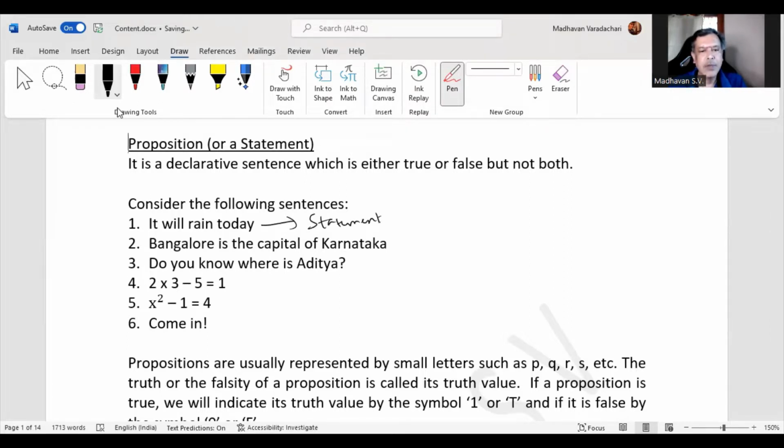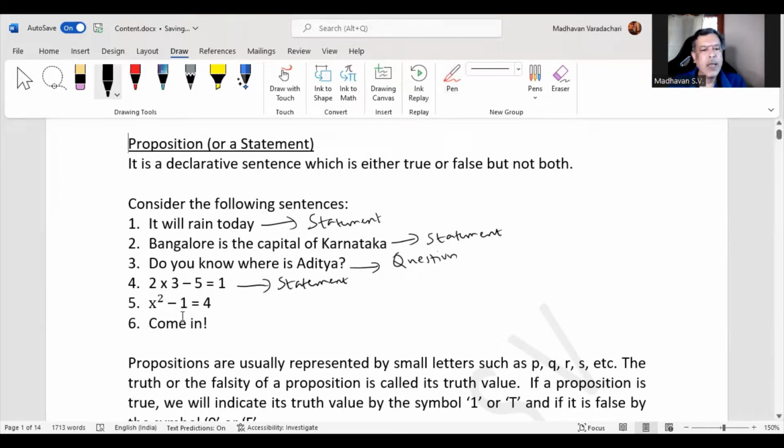Bangalore is the capital of Karnataka. That is also a statement. Do you know where is Aditya? It is not a statement, but it is a question. 2 into 3 minus 5 is equal to 1. That is also a statement.